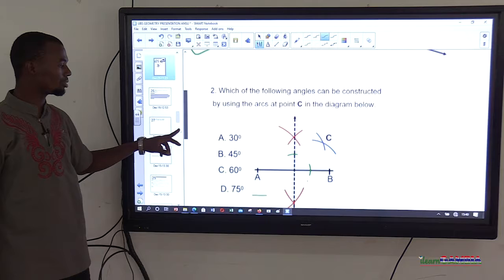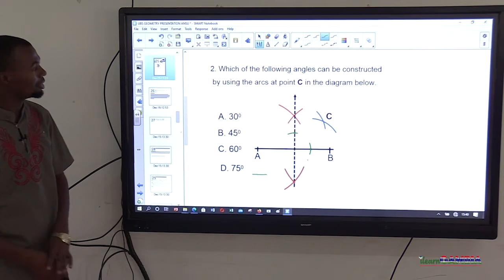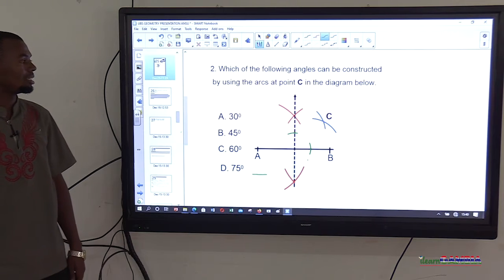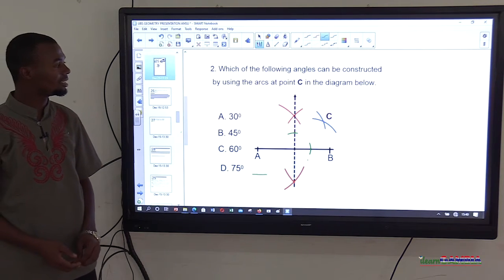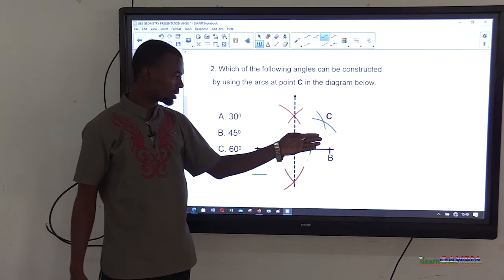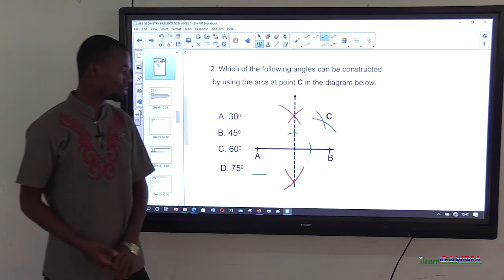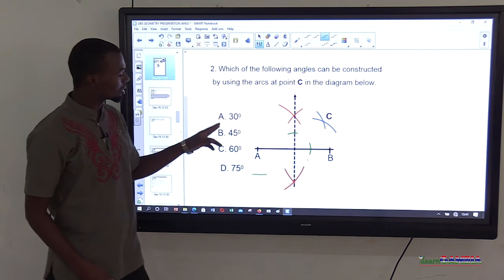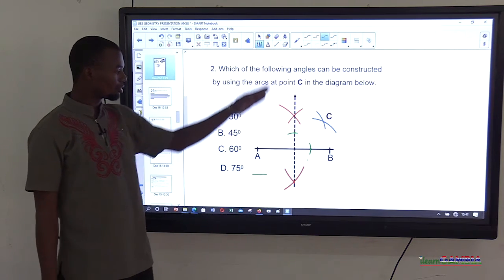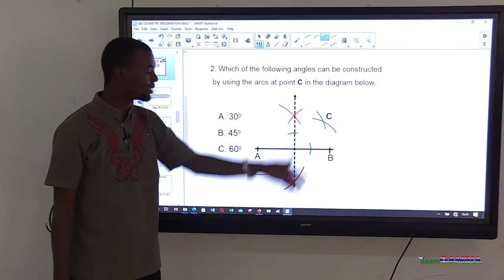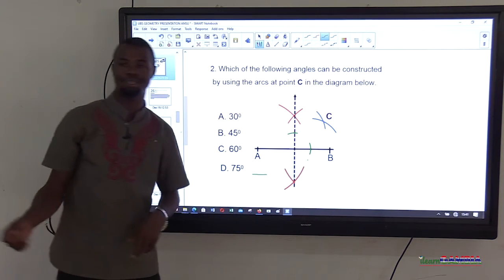So we look at the second quiz question. Which of the following angles can be constructed by using the arcs at point C in the diagram below? We have the arc, that is the blue ones, at point C in the diagram below. Which of the angles can be constructed with this arc? First, what do we have? We have a perpendicular bisector of line AB.